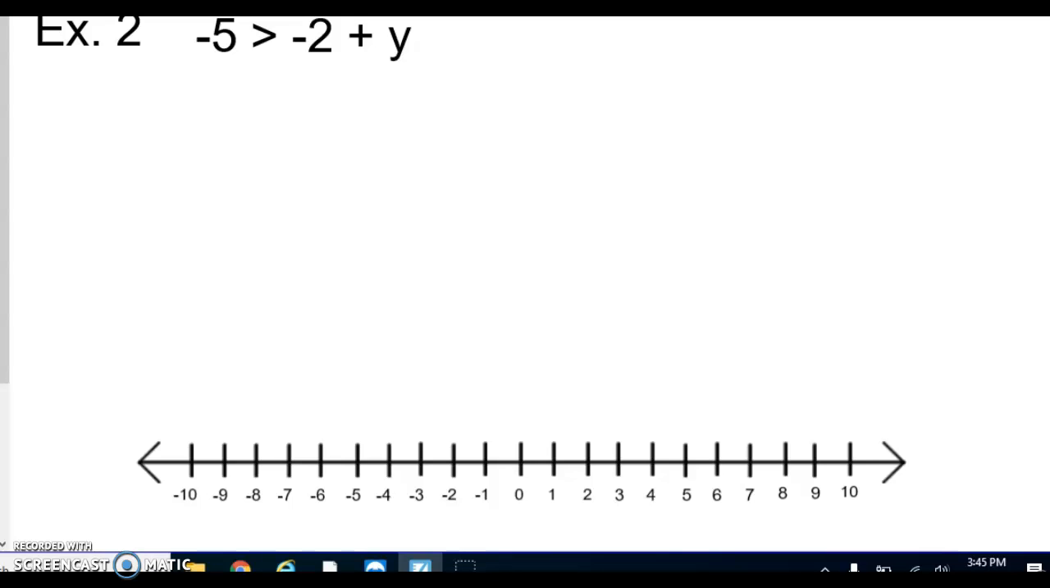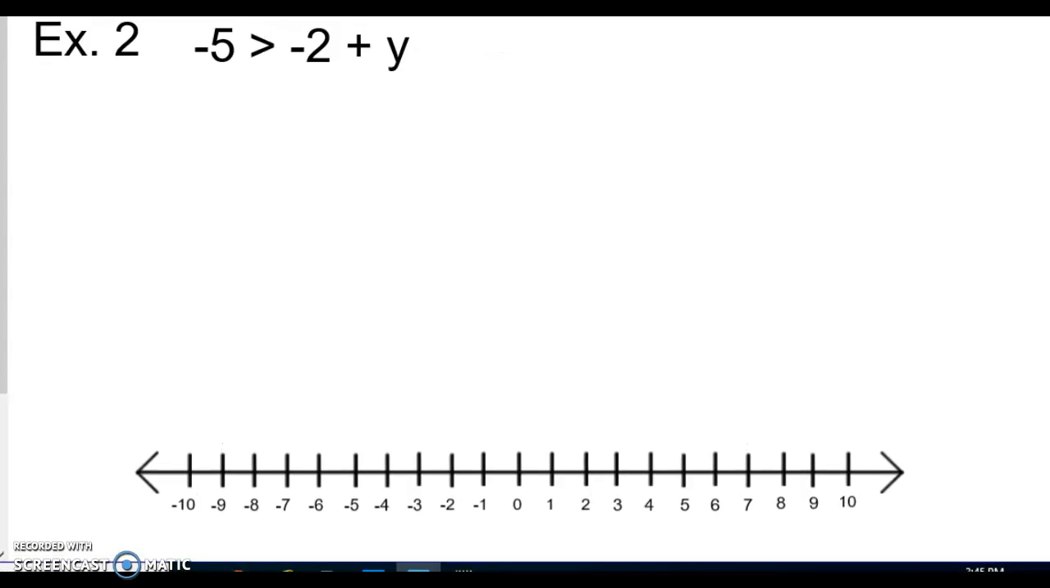Example 2. Negative 5 is greater than negative 2 plus y. So y is on the right side of the inequality. We want to get rid of negative 2. So we're going to add 2 to both sides because negative 2 plus 2 makes 0. On the right side, as I said, it makes 0, cancels out.